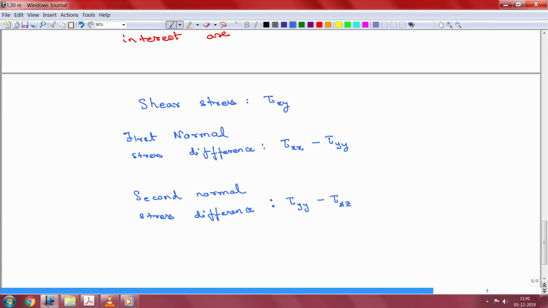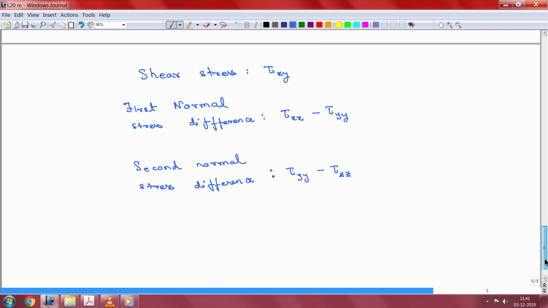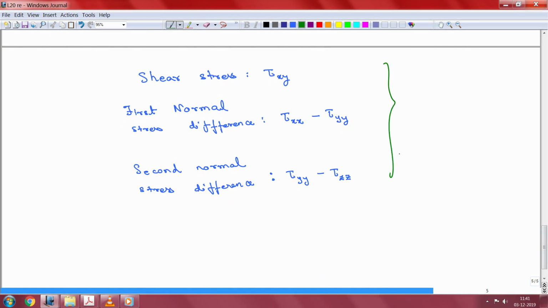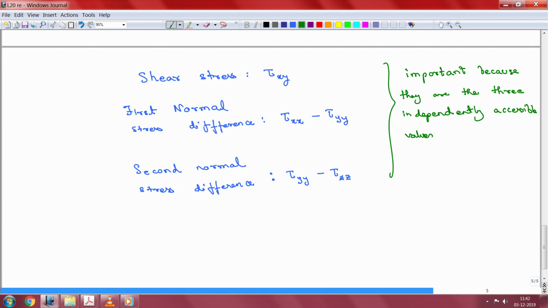Okay. Now, they are important because they are the three independently accessible values in a simple shear flow, experimentally accessible.